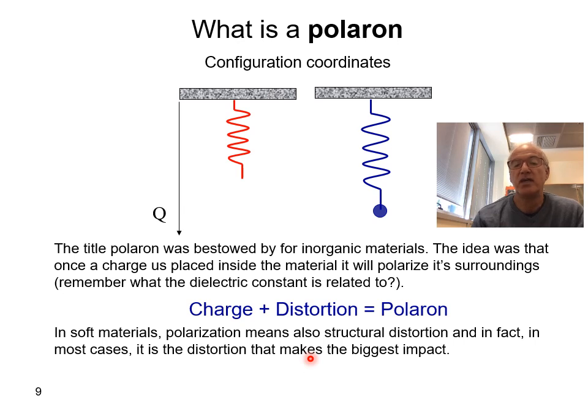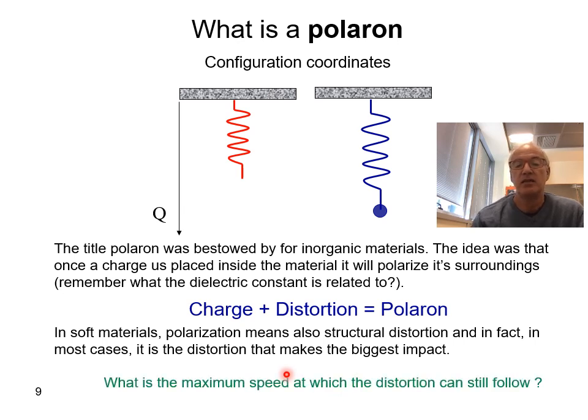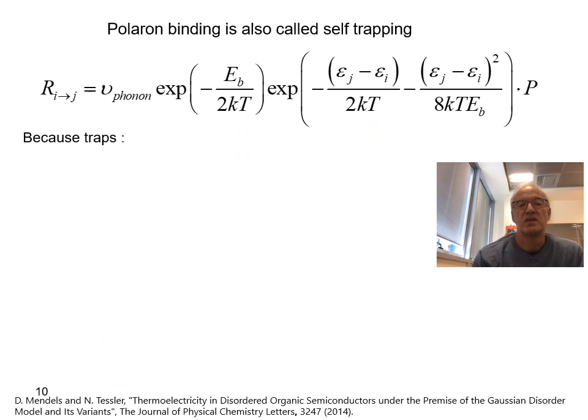So really when we say polaron, we mean that it's the charge plus the distortion, because we can't really separate between the two when we are discussing soft materials. And we say that we can't separate between the two. Of course, that always has some assumption behind it. And one of the things you may want to ask yourself is what might be the maximum speed at which this distortion can still follow the charge around.